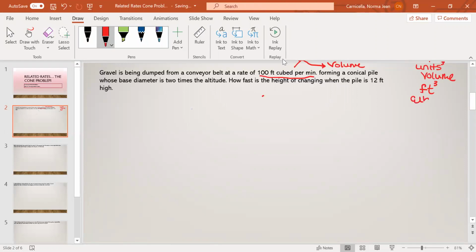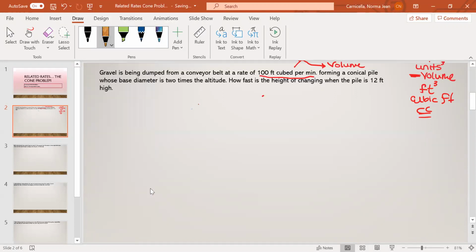You could see it written as cubic feet, or in centimeters, you'll see them write something like cubic centimeters. And once you see that, you know you're dealing with volume. Now let's get back to what's going on and what we know.